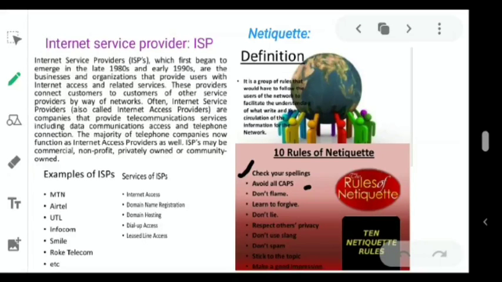Next one is don't use slang. Don't use abusive language. Don't spam. Spam is the term used to indicate unwanted commercial emails. Being a cheap medium for communication, companies can send advertisements and material through emails. Don't allow these things. Stick to the topic, write whatever is needed in a crisp manner, and make a good impression. So these are the rules that we need to follow.